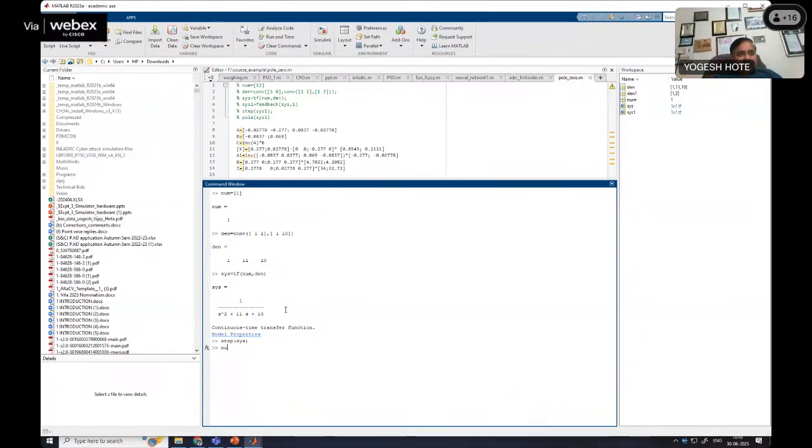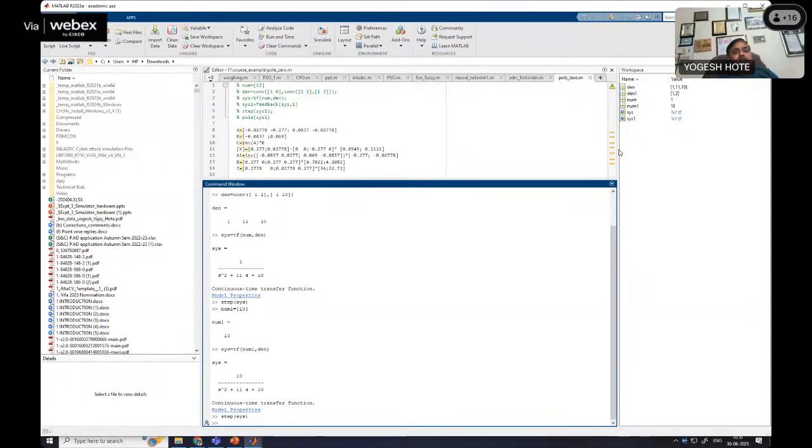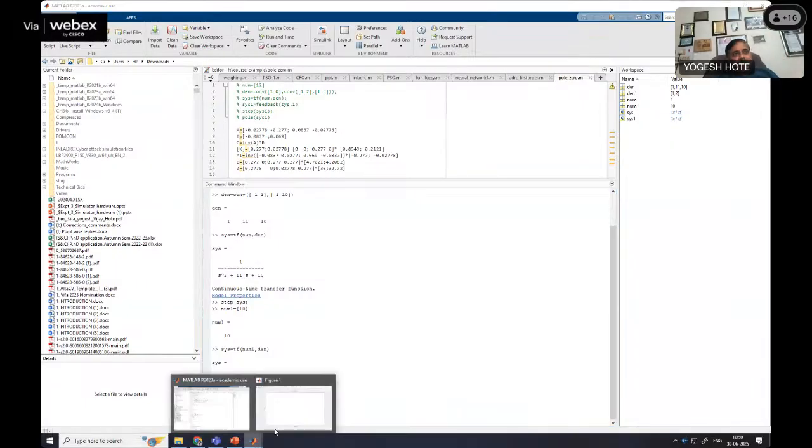Just like this, I will write one transfer function with numerator 1 equal to 10. Earlier I had taken 1, now I have taken 10. sys is equal to transfer function, numerator 1 comma denominator. You can see what the transfer function is now: 10 divided by s square plus 11s plus 10. Now we apply the step response, so I will write step sys. You can see 10 divided by 10, that is 1.